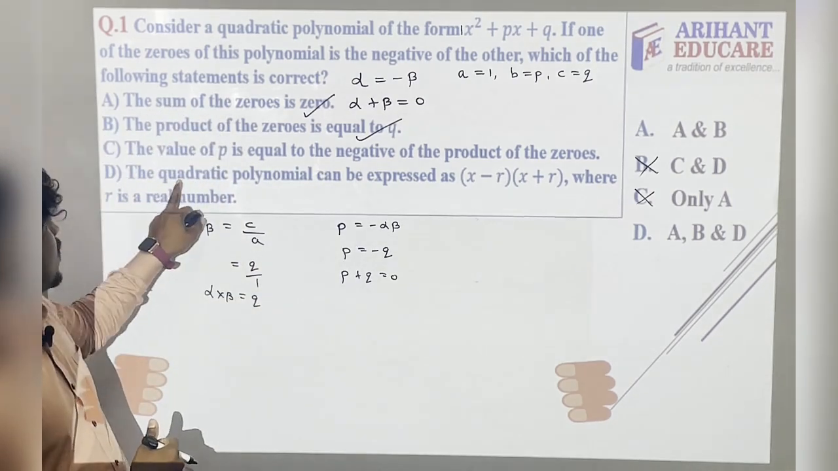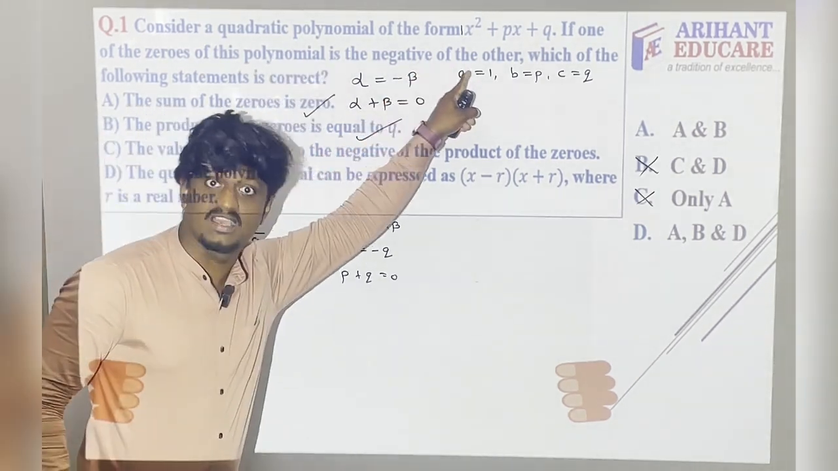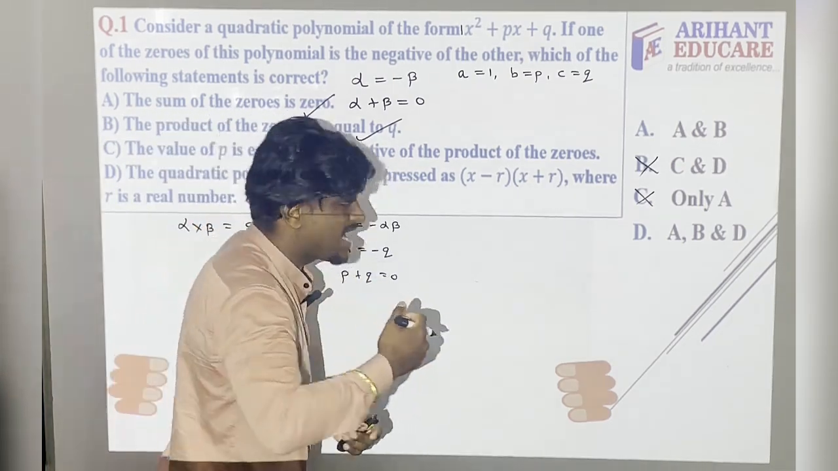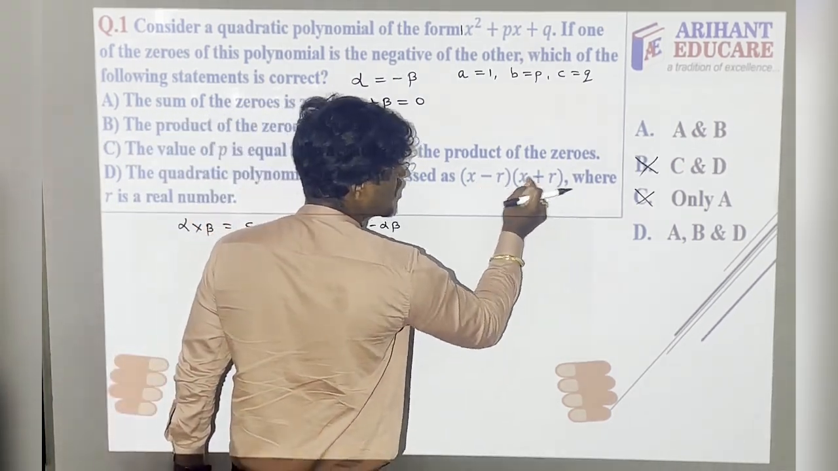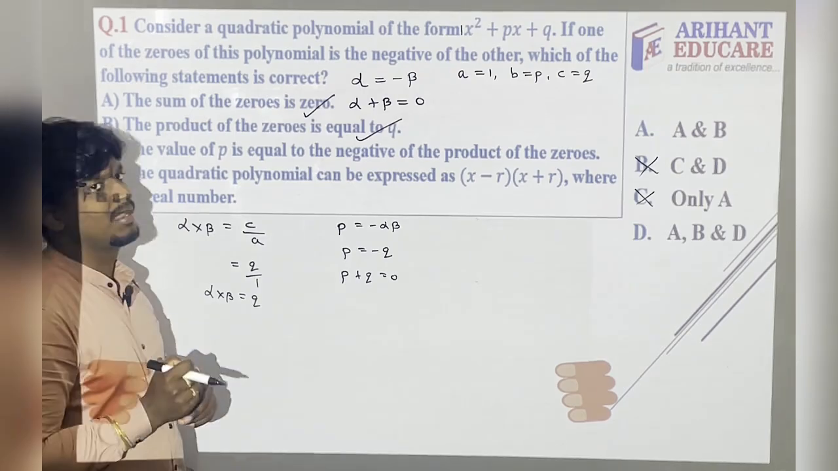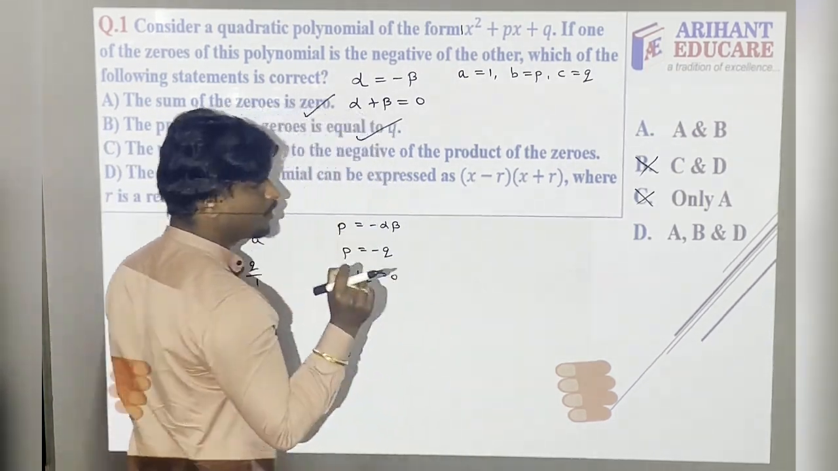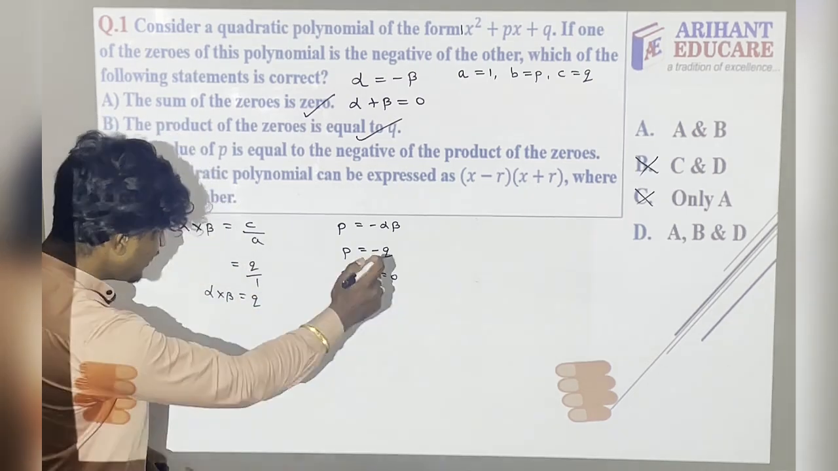Next, the quadratic polynomial which they are given in the question can be expressed, that means factorized, as x minus r into x plus r, where r is a real number. You know what real numbers are because you're done with real numbers. Now, x minus r, x plus r. I want you to concentrate on one thing.